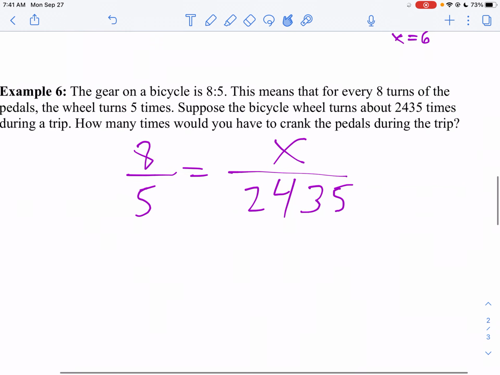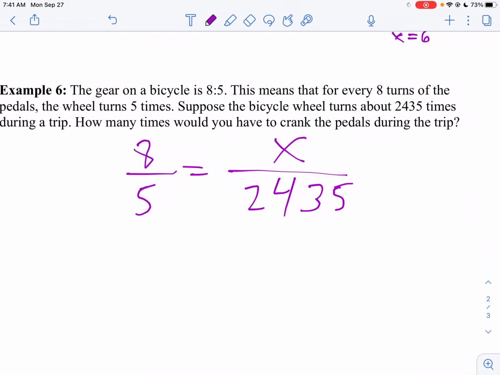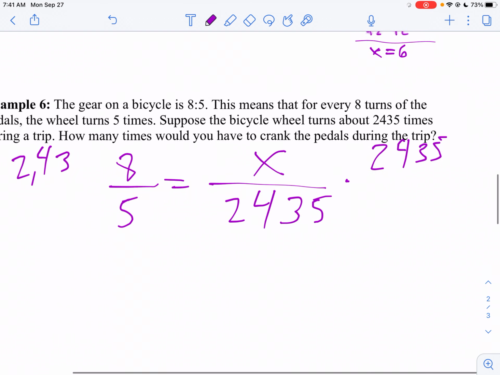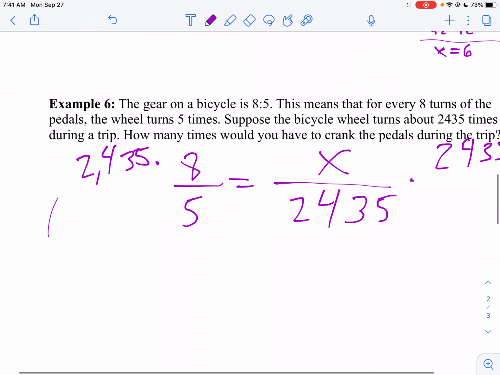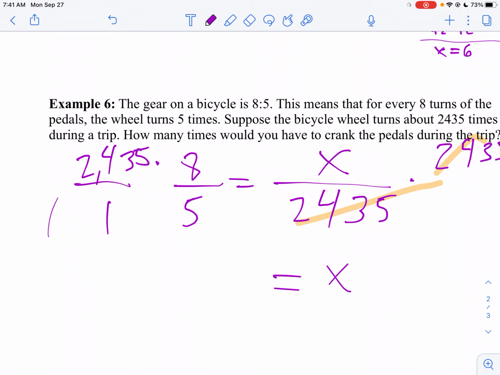Now we do it just like we did the other two problems. The only thing is x is on the right side, but we don't do it too much different. Multiply both sides by 2,435, or 2,435 over 1 if you want to think of it that way. Notice on the right-hand side, the 2,435s reduce out and you get x. On the left-hand side, I'm going to use my calculator because I know 5 goes into 2,435. So I take 2,435, I divide that by 5, and I get 487.